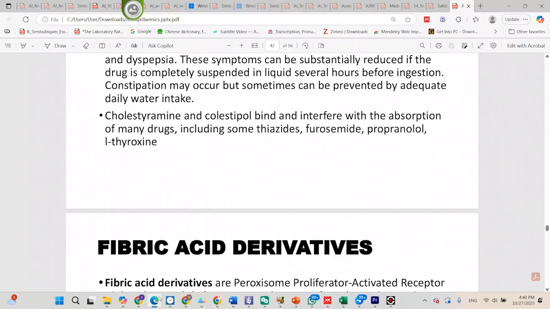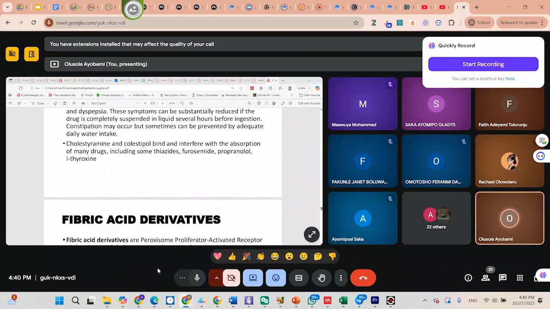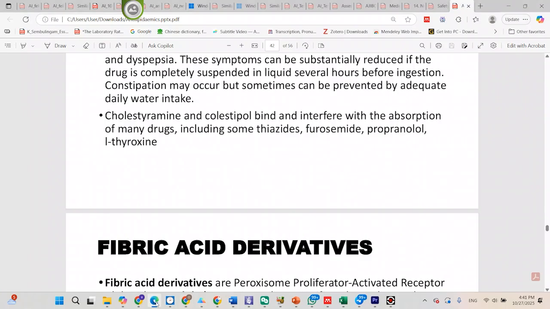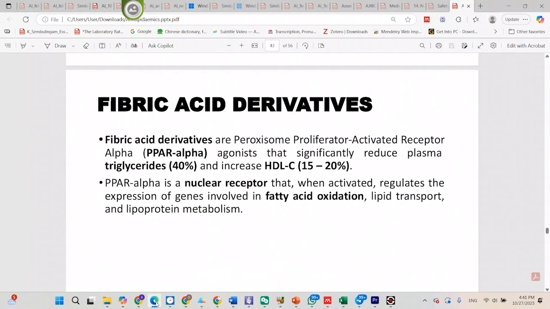They can also interfere with some drugs, so it's better you do not use them with most drugs, particularly those listed here. But ideally, when you give out a bile acid sequestrant, you advise your patient to not take any other drug at least a few hours before or after the bile acid sequestrant.